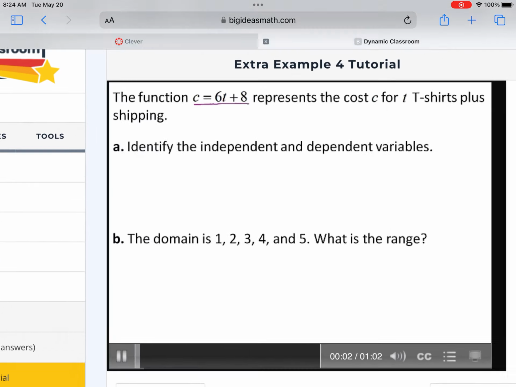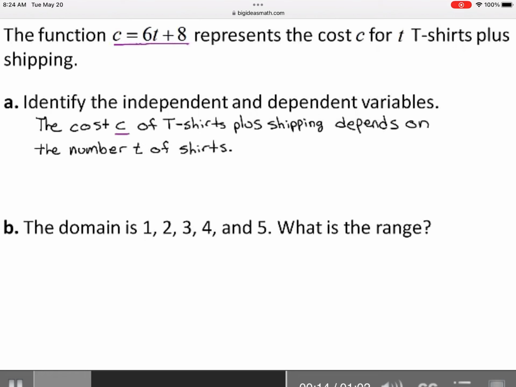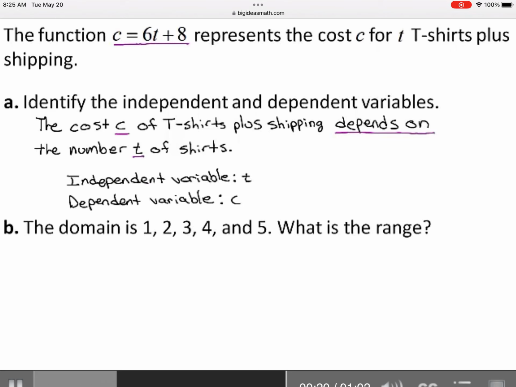The function c = 6t + 8 represents the cost c for t t-shirts plus shipping. Part A. Identify the independent and dependent variables. The cost c of t-shirts plus shipping depends on the number t of shirts. So the independent variable is t and the dependent variable is c.